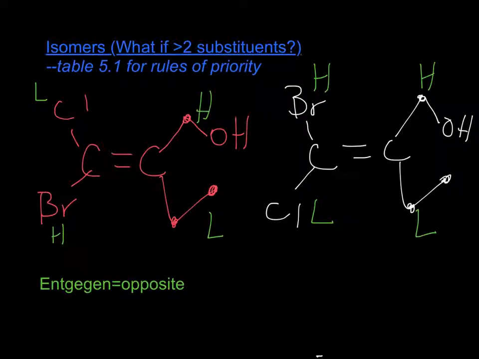All right, so Entgegen meant opposite. The Z one stands for Zusammen. I'm going to spell it for you.